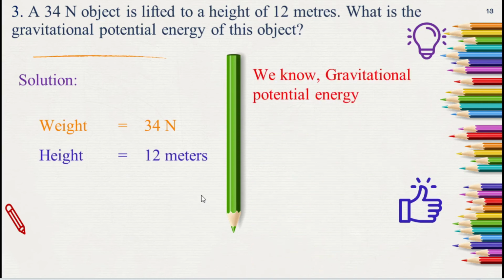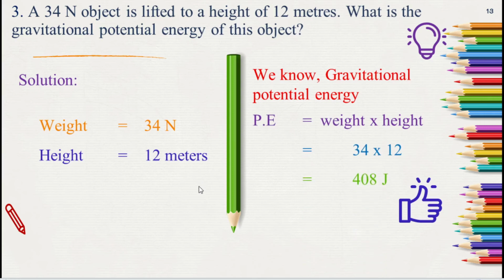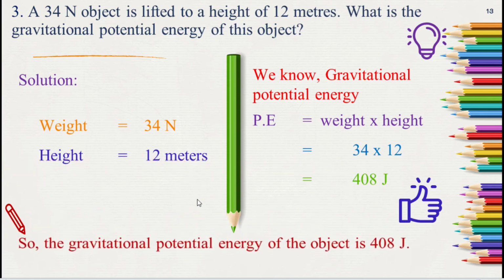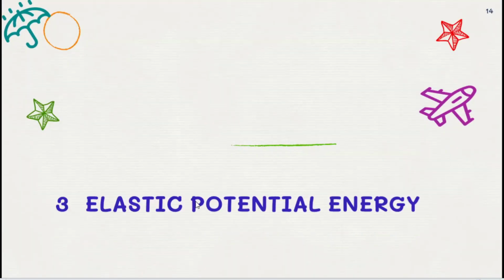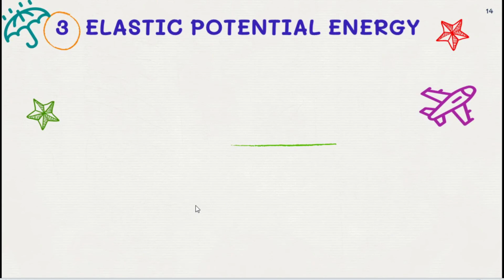Already we know the formula for gravitational potential energy. Potential energy is equal to weight into height. I am going to apply these values into that formula, 34 into 12. Finally we get 408 joules. So the gravitational potential energy of the object is 408 joules.